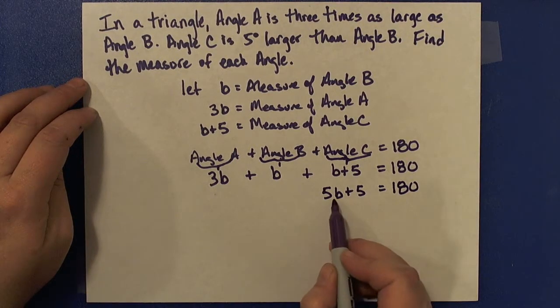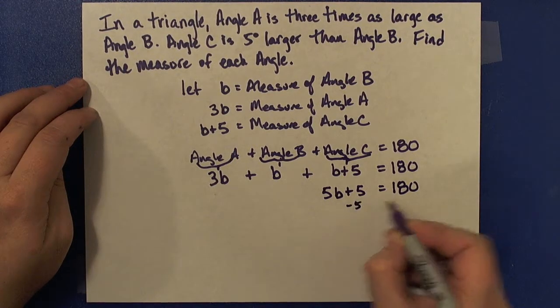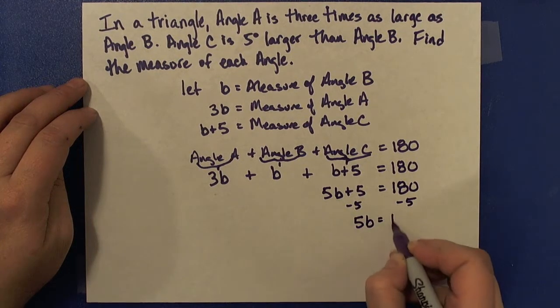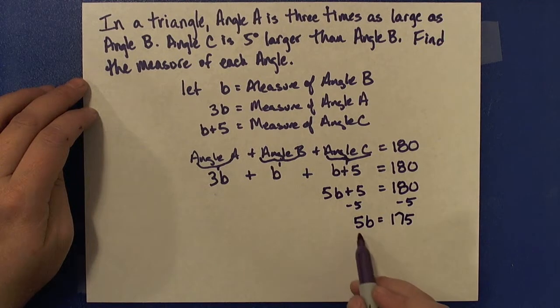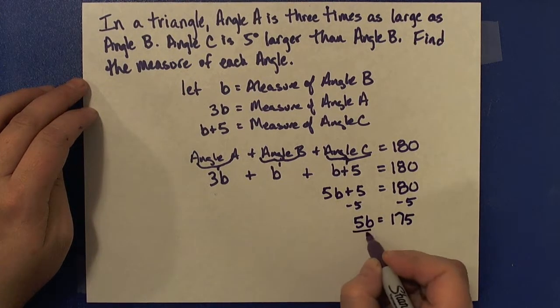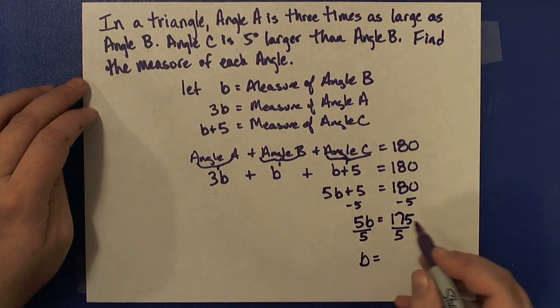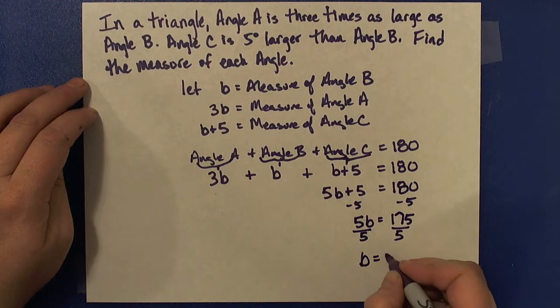Solving for b, I want to isolate the b term, so I'd subtract 5 from both sides. I'll get 5b equals 175. And finally, to eliminate that coefficient, that 5 that's being multiplied by the b, I divide both sides by 5. I end up with b equals 175 divided by 5, which is 35.